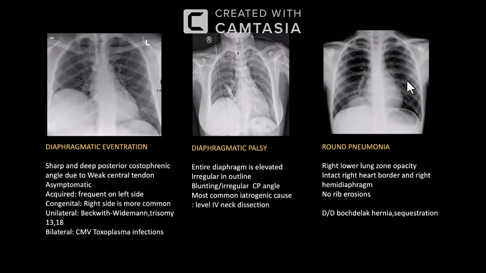The third one is a nice case. It is a case of a round pneumonia. That's how it will project, as a right lower lung zone opacity, with intact right heart border and right hemidiaphragm, so no erosion. The differential, as you have rightly mentioned, has to be either a Bochdalek hernia or a sequestration, which can also be one of the differentials.